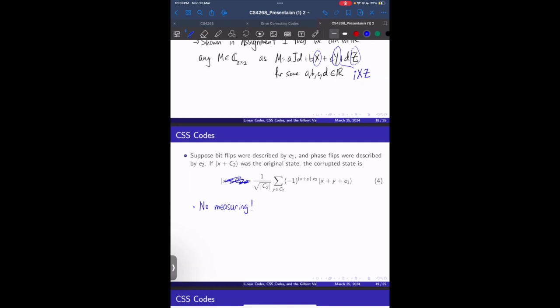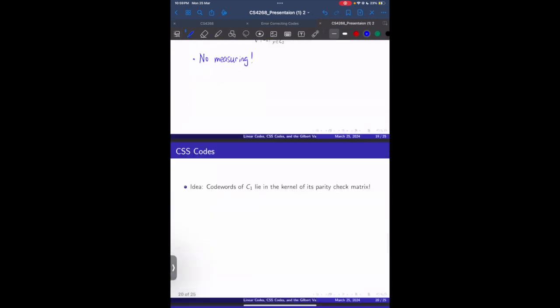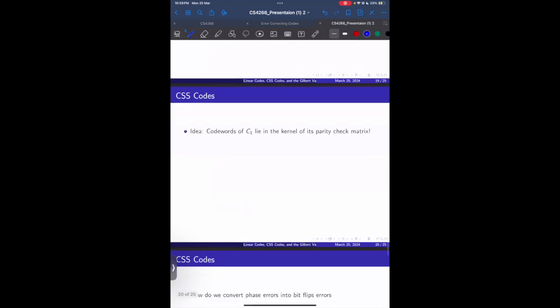So we have to find some way to find the syndrome of any of the errors without directly measuring it. So how can we do that? Well, recall that the codewords of C1 lie in the kernel of the parity check matrix.